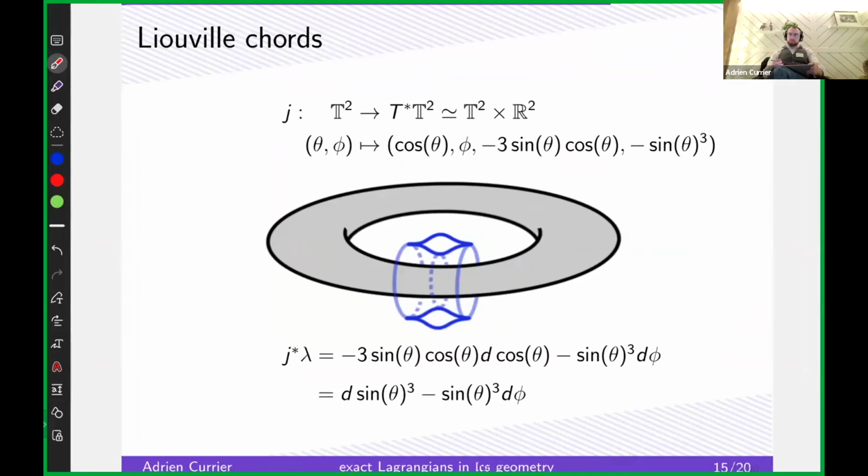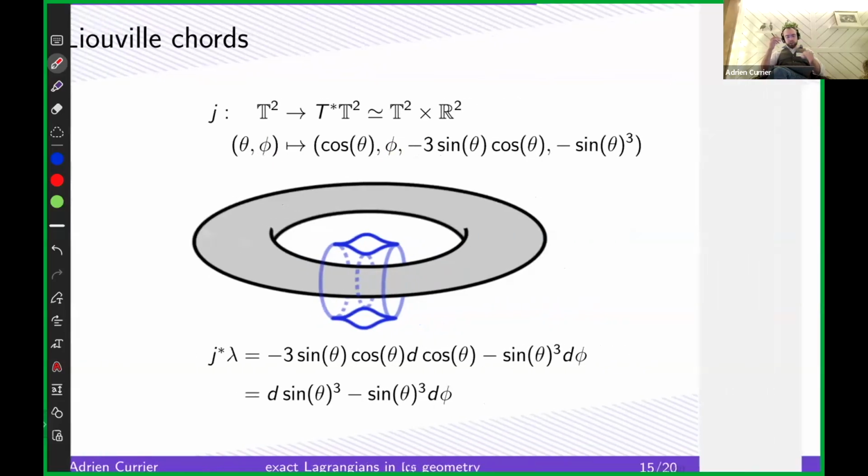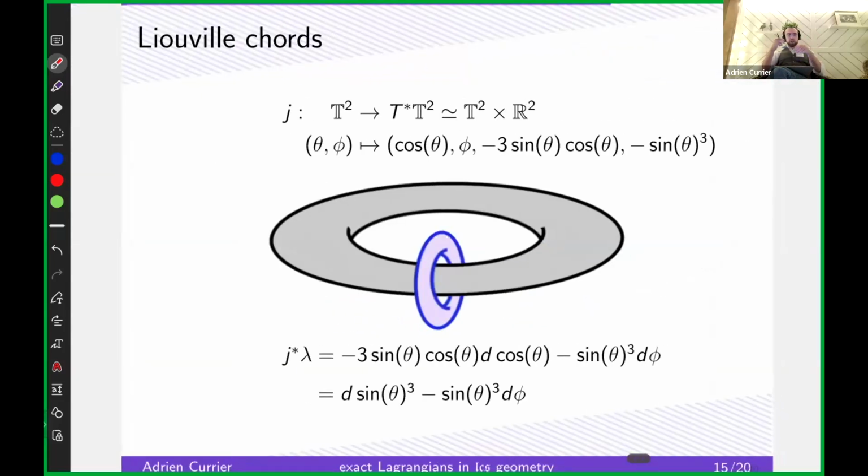So here, for example, if you forget for a moment that we have phi here, you will recognize the equations for a trivial Lagrangian knot in the jet bundle of the circle. And if you add back phi, you have a d phi exact Lagrangian in the cotangent bundle of the torus. Now, obviously, the projection of this Lagrangian is going to be of degree 0.